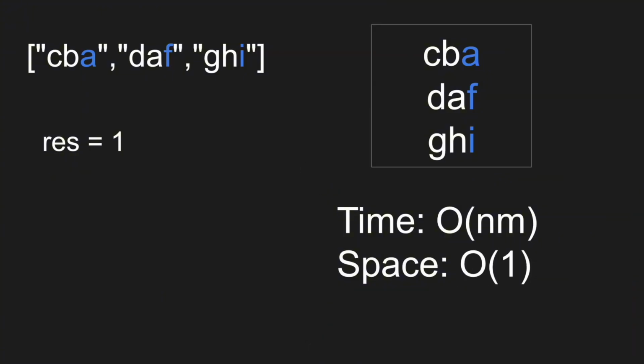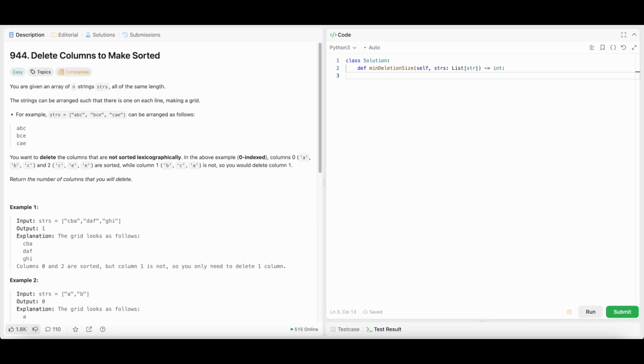So now let's go to the coding part. First we will initialize result as 0, and now we'll loop through the columns first. So for column in range, the length of strings[0], so it could be any string, but we just put the first one. Now we will loop through the rows: for row in range 1 to length of strings, and we will compare that row to the previous row.